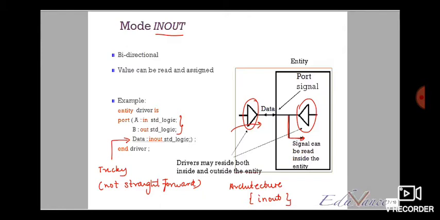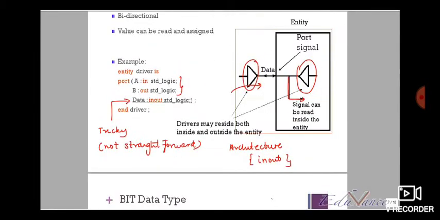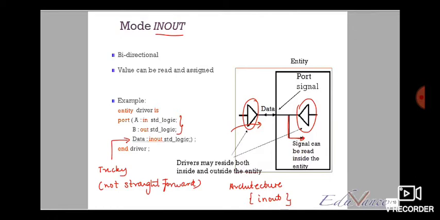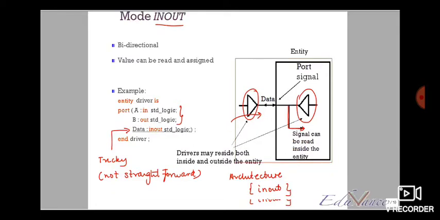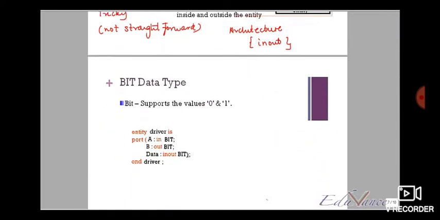So I hope that these three modes were clear. I have decided not to discuss the buffer type because it's a little more complex, and when you're starting out to learn VHDL, it's not really that important to know the buffer signal. Or the buffer mode, I'm sorry.